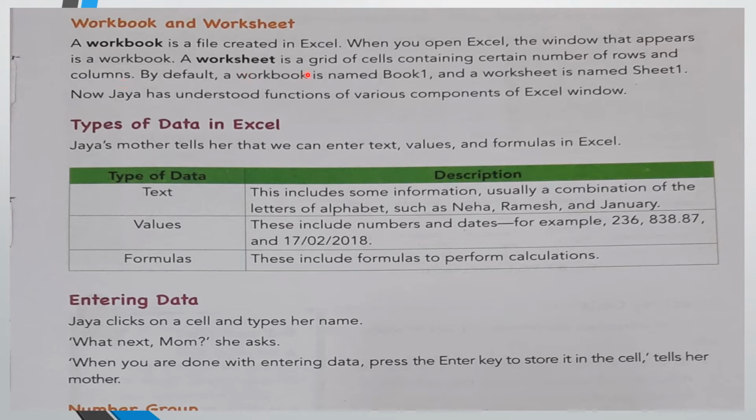By default, a workbook is named Book 1. By default, when you open any file, its name is Book 1. And a worksheet is named Sheet 1. And the worksheet's name is Sheet 1.